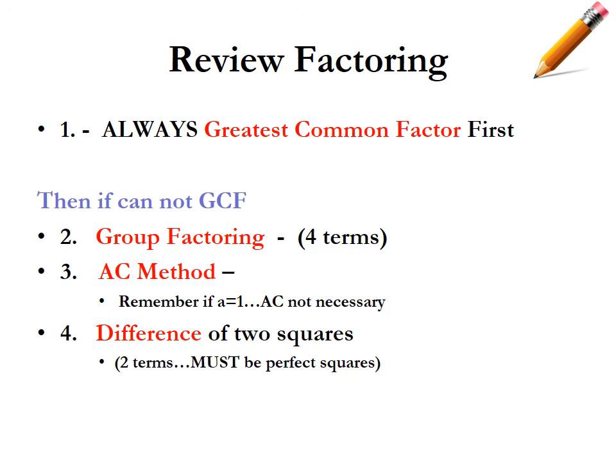So again, a quick review of factoring. Step 1, always GCF first. Then from GCF, you want to try group factoring if you have 4 terms, AC method if you have 3 terms, and remember, if A is 1, you don't have to do the full AC process. And again, in the end, if you have a binomial, check to see if that binomial is the difference of squares.